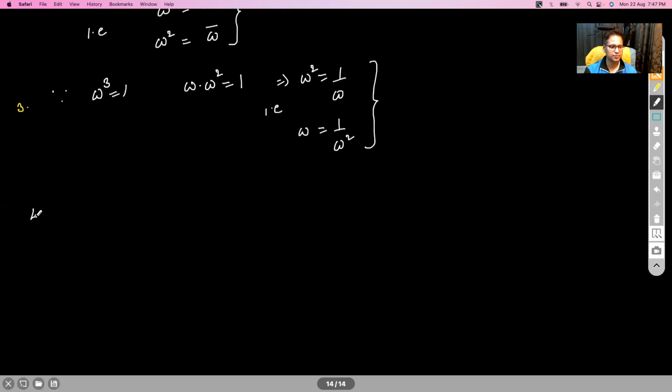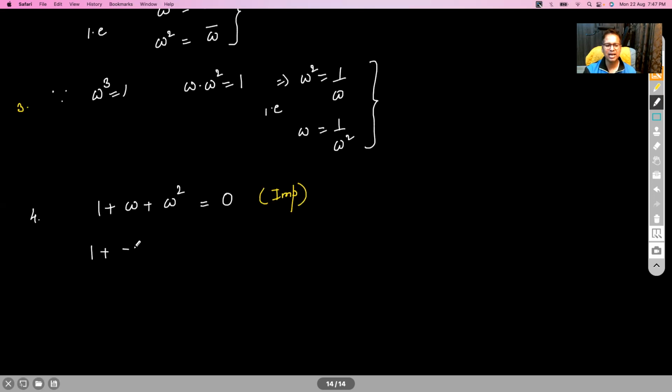Next property. The sum of the three cube roots of unity will actually be 0. This is one of the most important properties which will be useful in problem solving in other chapters also. How? The proof is very easy.